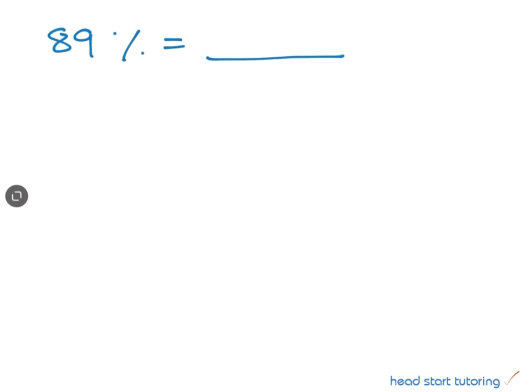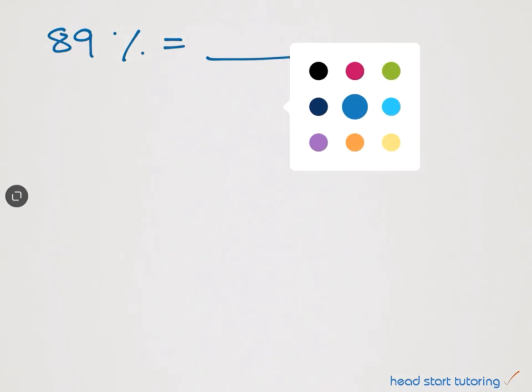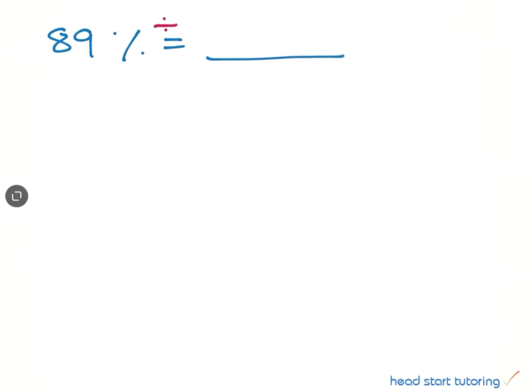If we would like to convert 89% or any percentage into a decimal, we just need to divide by 100. So 89% or 89.0% divided by 100, we can put in some placeholders and we go from our decimal point 2 places to the left. So our answer as a decimal is equal to 0.89.